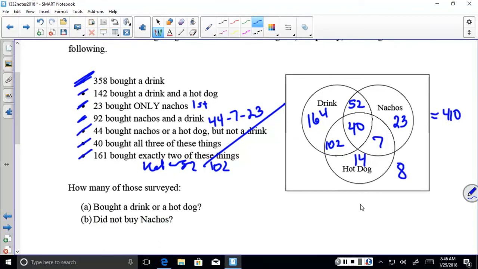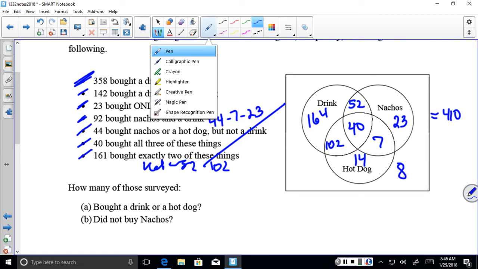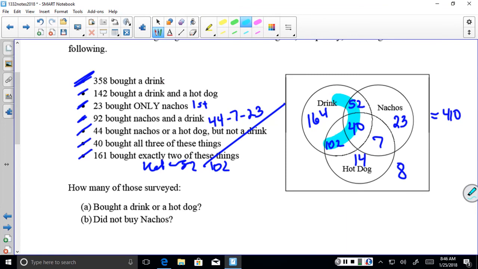So questions. How many bought a drink or a hot dog? What does that mean? Drink or a hot dog? Or both. Either one or both. So when it says drink or hot dog, I'm going to highlight this. They bought a drink or a hot dog or both. So I need to add up all those numbers right there. And I get 388.